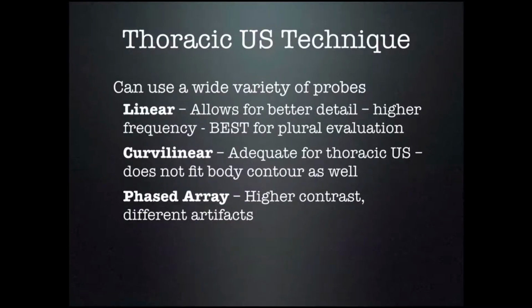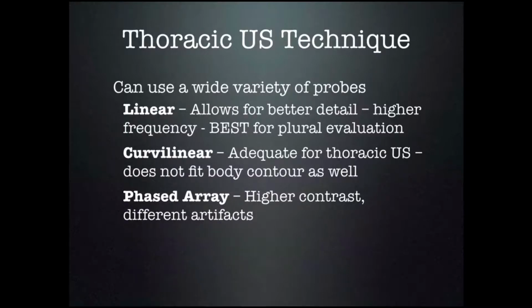So for thoracic ultrasound, we can use a variety of ultrasound transducers. Most ultrasound machines have at least 2, if not 3. And I generally use all 3 of the ones you can find on most ultrasound machines. The linear transducer is the one that was traditionally described for thoracic ultrasound. It is a high frequency probe and gives very high detailed resolution images because of this high frequency. Generally, I use this for pleural evaluation, which we'll cover in the last part of this lecture.